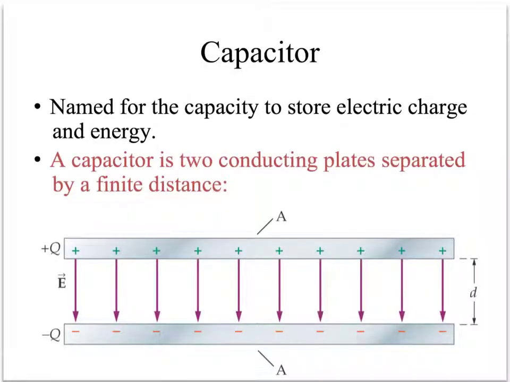Today we will be talking about capacitors and capacitance. A capacitor is named for its capacity to store electric charge and energy. A capacitor is two conducting plates separated by a finite distance. Each plate has a given area, and they are separated by a given distance. For the best voltage, we must have one plate that's positive and one plate that's negative.